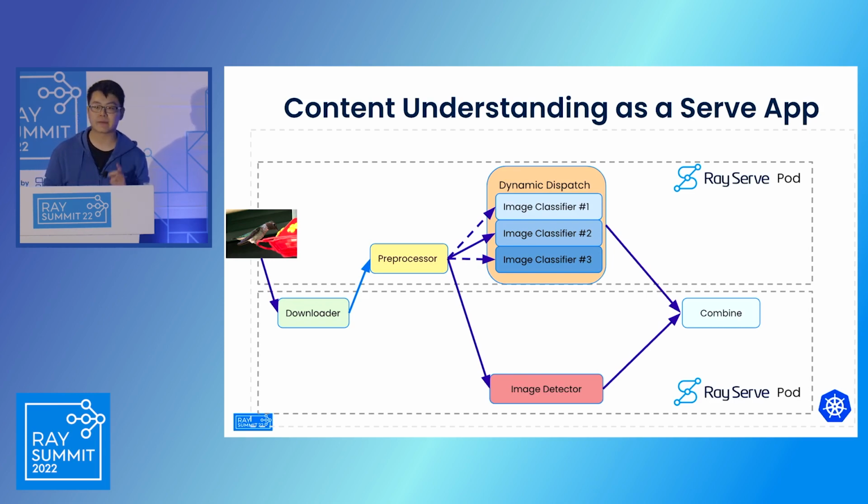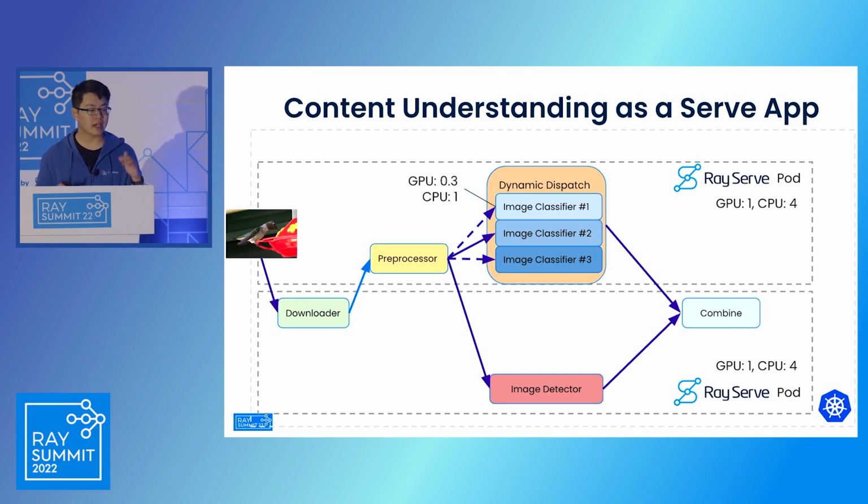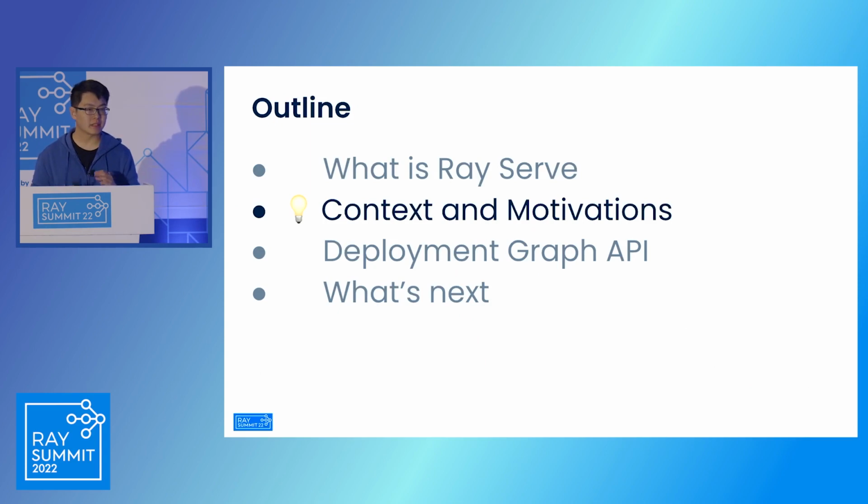And the key here is the flexibility and efficiency of the placement. For example, if each pod has 1 GPU and 4 CPU, and we're assigning each image classifier to use only 0.3 of a GPU, in this case Reserve will help you use only 1 GPU for all 3 models when you are running in production. So that's a picture of what Reserve is, what problem we are solving, and where we stand among different possible solutions for multi-model inference.